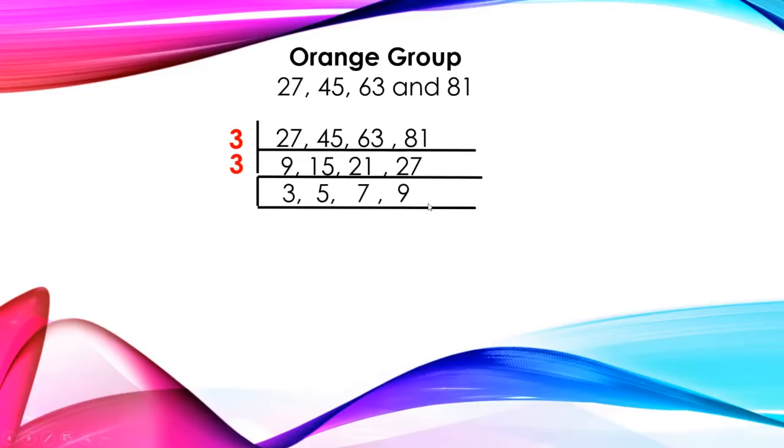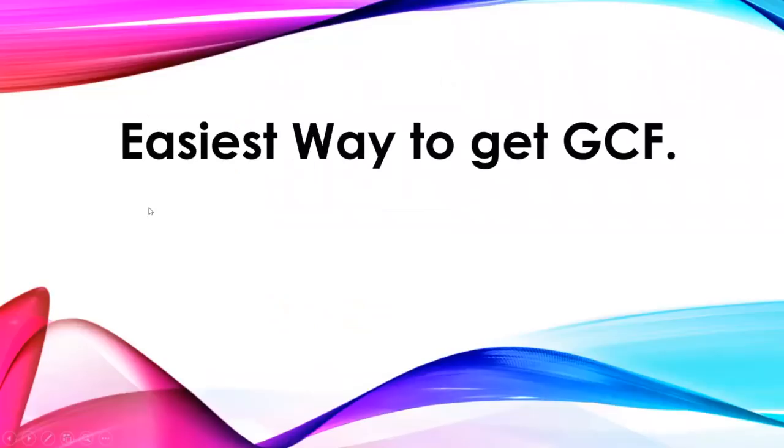So for the remaining four numbers, there's no common prime divisor. So let's multiply these to get the GCF. Okay, so 3 times 3 is 9. So the GCF for this set of numbers is 9. Okay, so there is an easier way to get the GCF.